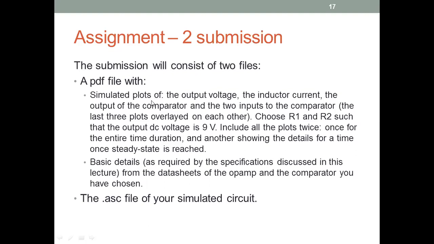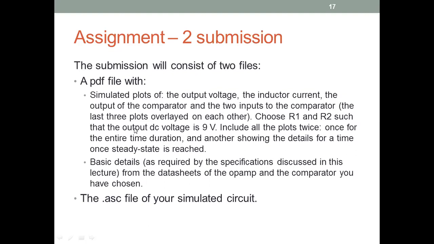One is the simulated plots of the output voltage, the inductor current, the output of the comparator, and the 2 inputs of the comparator. So I want 5 plots: output voltage of the buck converter, the inductor current, the output, and 2 inputs of the comparator. These last 3 for the comparator, please plot on top of each other. The other 2 you plot separately.